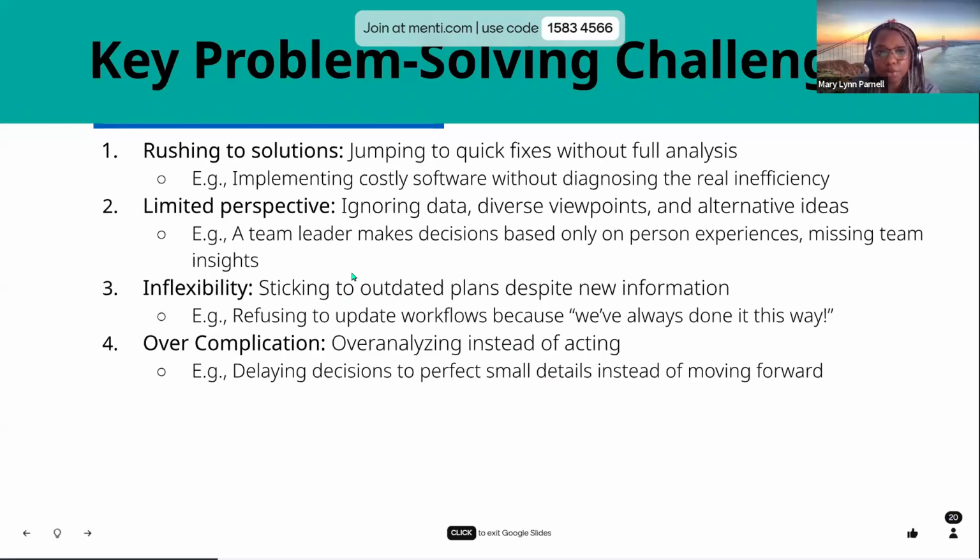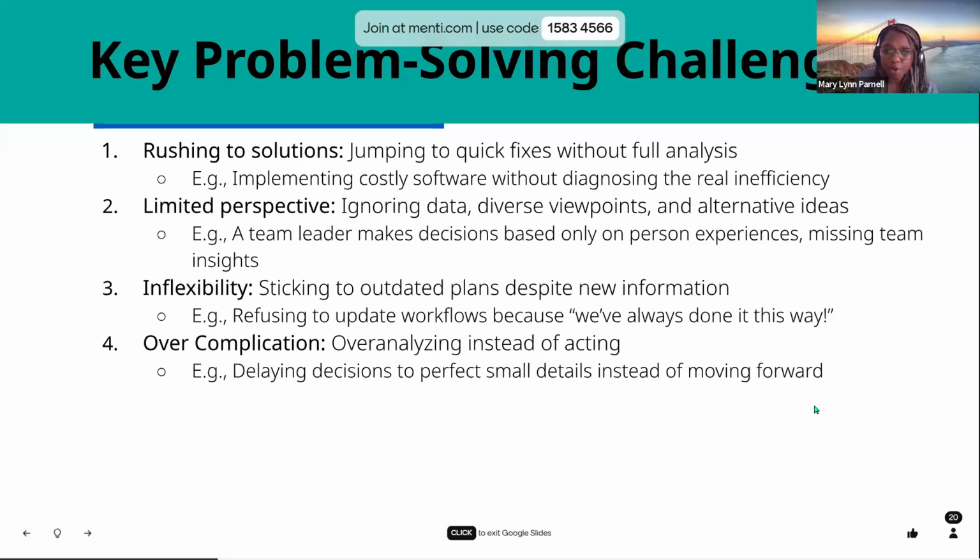We often live in limited perspective, where we're ignoring data, ignoring diverse viewpoints and alternative ideas. So looking and asking for other information. Remember, we talked about that collaboration piece. A team leader makes a decision based only on one person's experience, and we might be missing the whole team's insight. The other part is inflexibility, sticking to outdated plans despite new information.